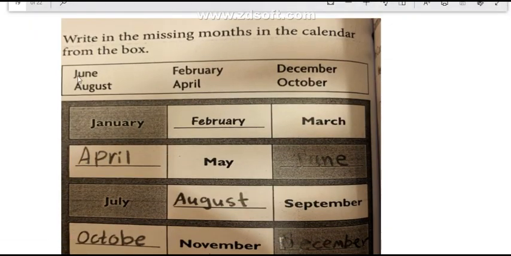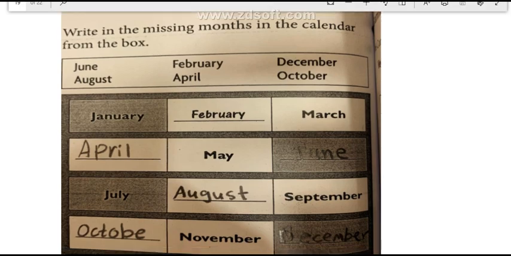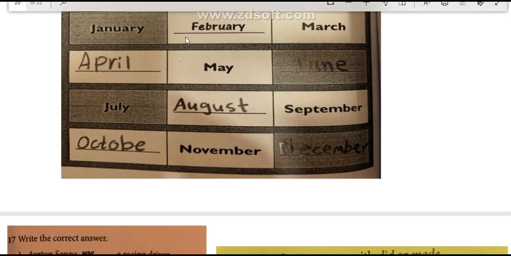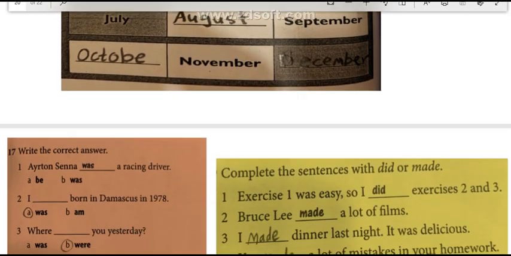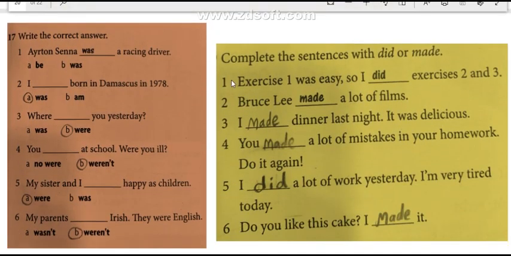Here we have to write the missing months in the calendar from the box. We have January, February, March, April, May, June, July, August, September, October, November, December. It's clear, I think. Now we come to complete the sentences with did or made. We should put here either did or made.